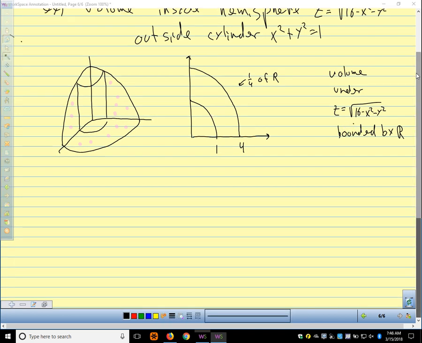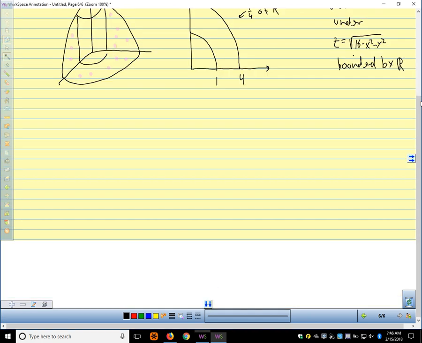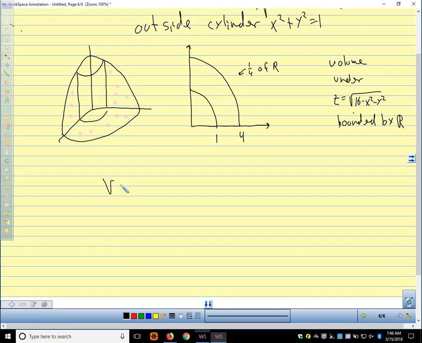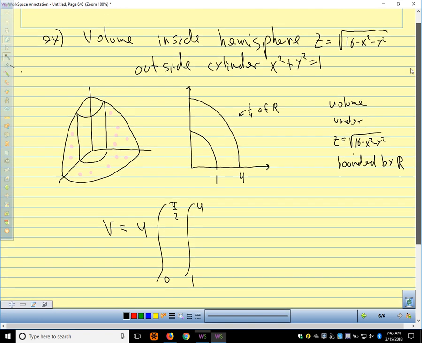All right, so this is a nice symmetrical region. So we can say our volume is 4 times, theta goes from 0 to pi over 2, r goes from 1 to 4. The function that we're evaluating, 16 minus x squared minus y squared, square root, becomes the square root of 16 minus r squared. And then we have r dr d theta.